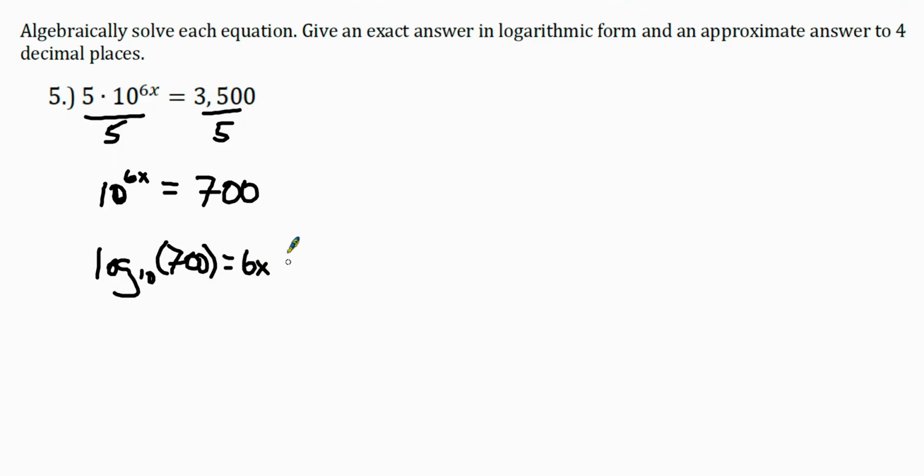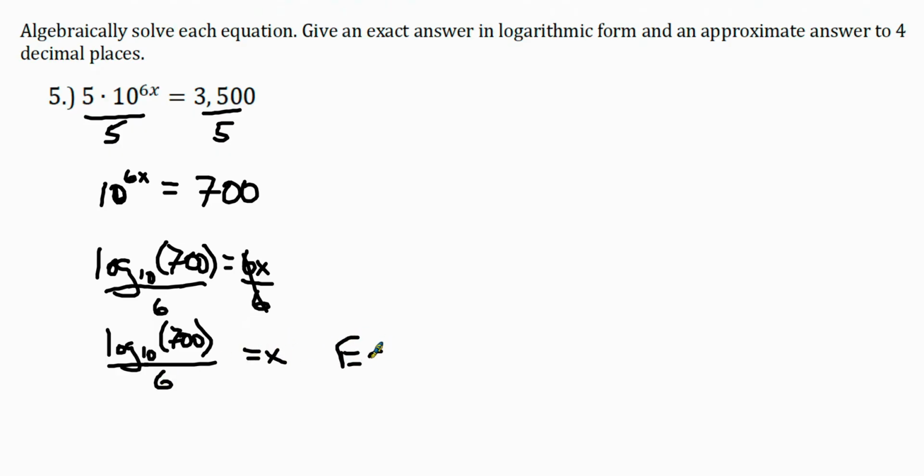Now I still have one more step to get x by itself here. I still have to divide both sides by 6. So here, log base 10 of 700 all divided by 6, that is my exact answer. Then I can put this into the calculator to get my approximate answer.